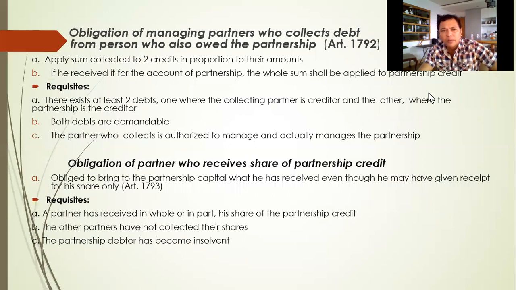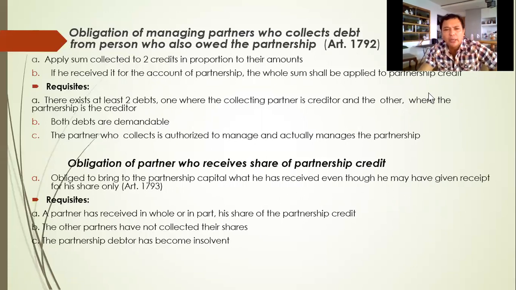The next obligation of a partner when he is managing the partnership and he collects money from a debtor who also owed the partnership. This time around, the managing partner is also a creditor of that person, and that person also owes the partnership. So this time, the person owes the partnership and the managing partner. Duha ang utang, utang niya sa partnership, utang pa niya sa managing partner.